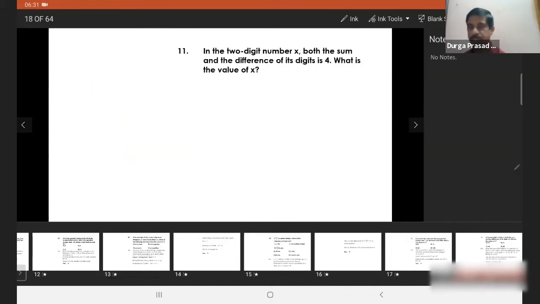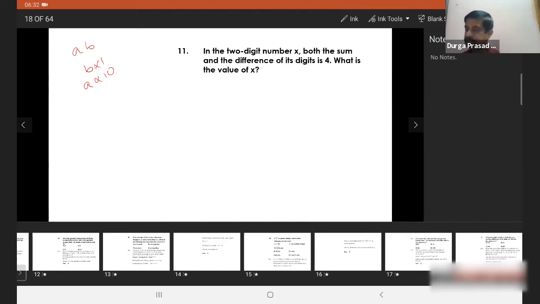So now, in a two-digit number x, if it is something like AB, let us say, B is in the units place, so B's value will be B into 1. A is in the tens place, so A's value will be A into 10. This is very important, children. If it is A, B, C like that, then the hundreds place comes, so the place value of the first digit will be A into 100. So based on the place value, we do that.